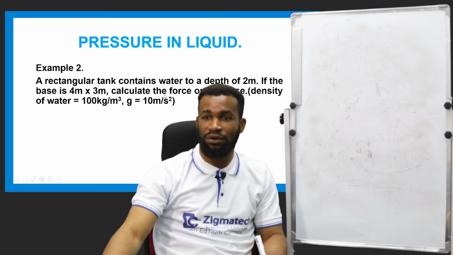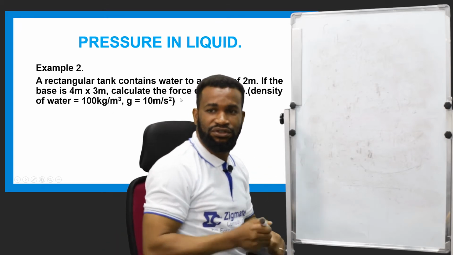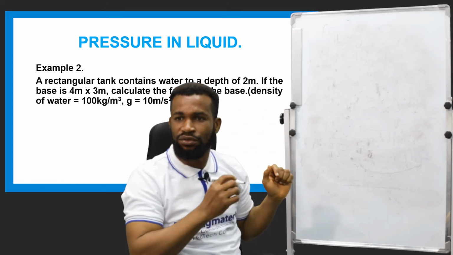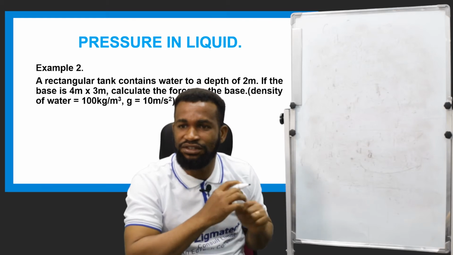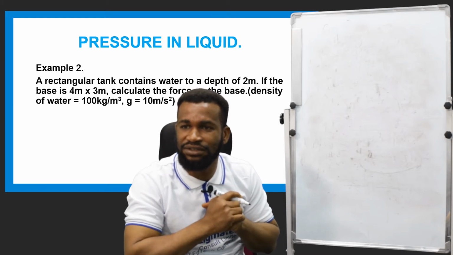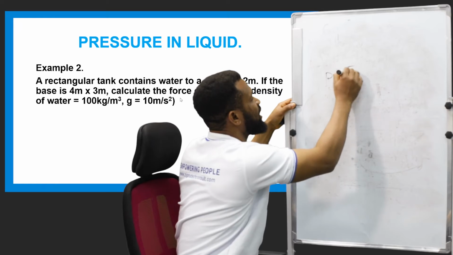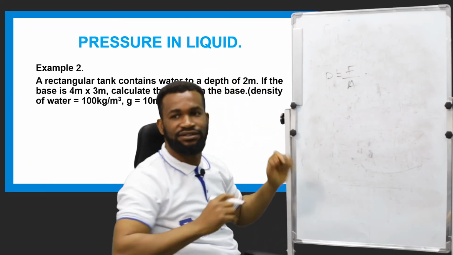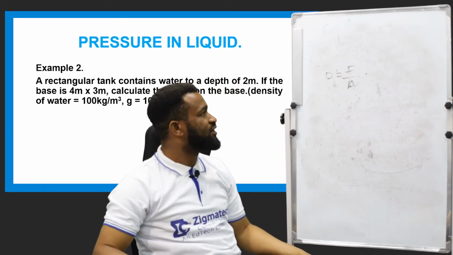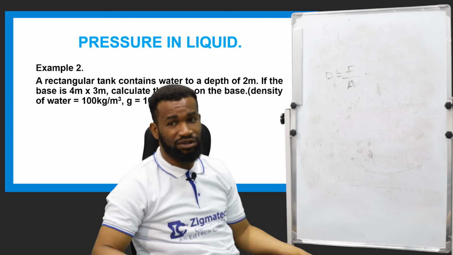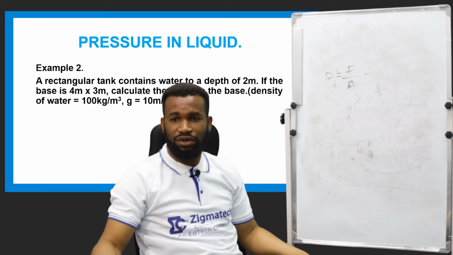And the force on the base. So we are looking for the force. We are given the density of water and acceleration due to gravity. Now, pressure is still the same thing as force over unit area. Remember, we have to find the pressure because we are not given the pressure. But what we are looking for at this point is the force.